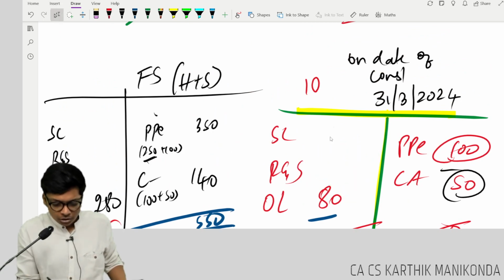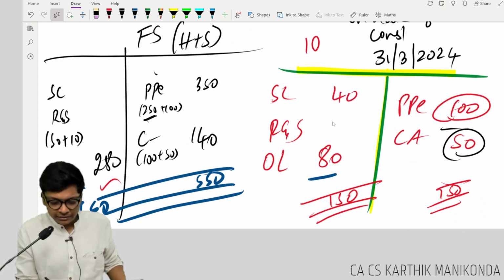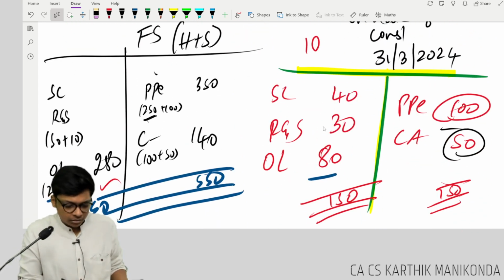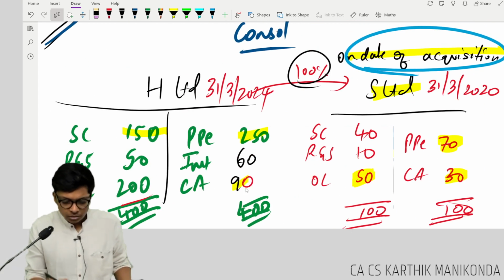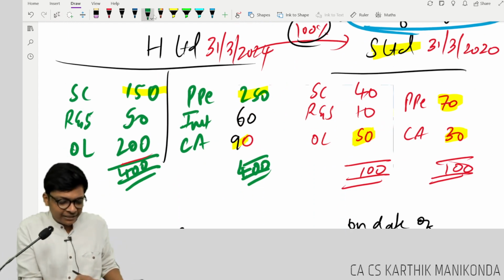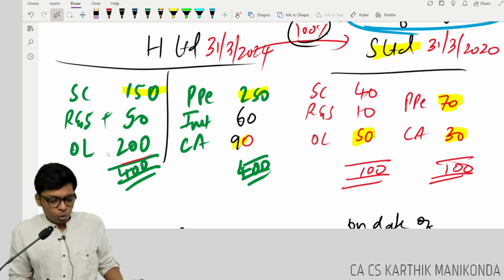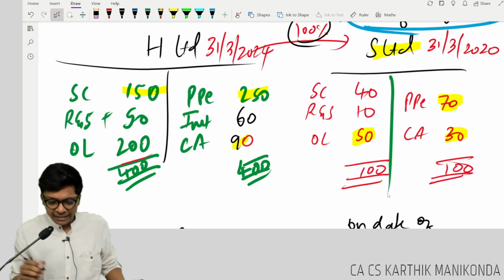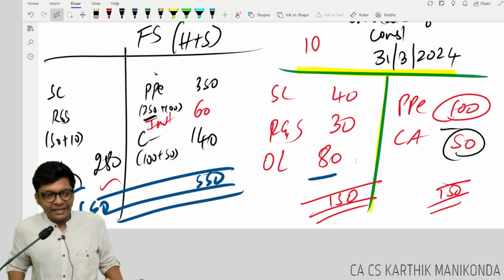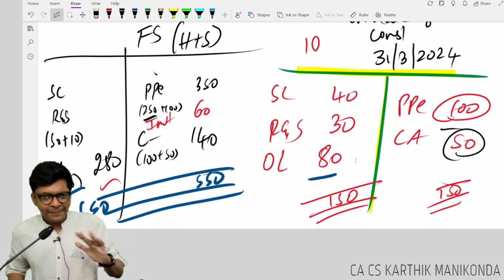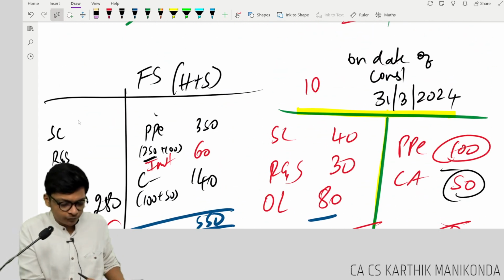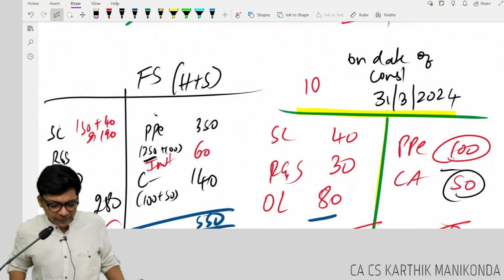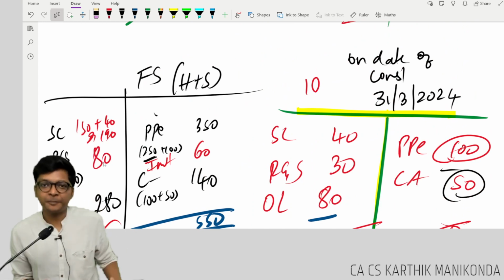Okay, let me write down. Share capital was 40, reserves and surplus was 30, investments was 60, correct? Just check, guys, if this balance sheet is tallying, 150 plus 50 plus 200, 400, here also 400. Here I didn't make any change, same numbers. So here share capital as per line by line addition will be 150 plus 40, which is 190, reserves will be 50 plus 30, 80, before I do adjustments, correct?